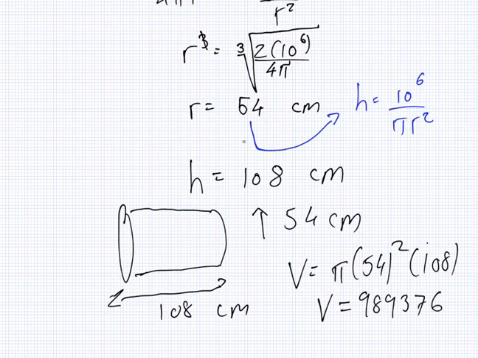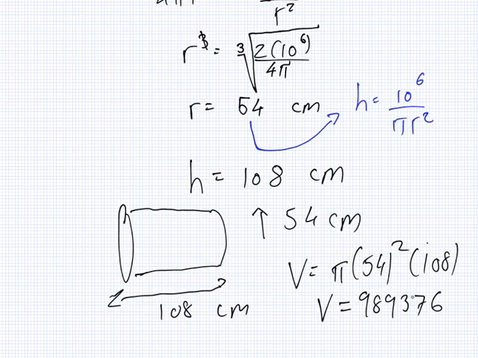989375. So you can see it's because we have to round off here. It's nearly a million anyways. If I rounded this off, it would be a million as well, if I did one significant figure for sure. Two significant figures would be 99.